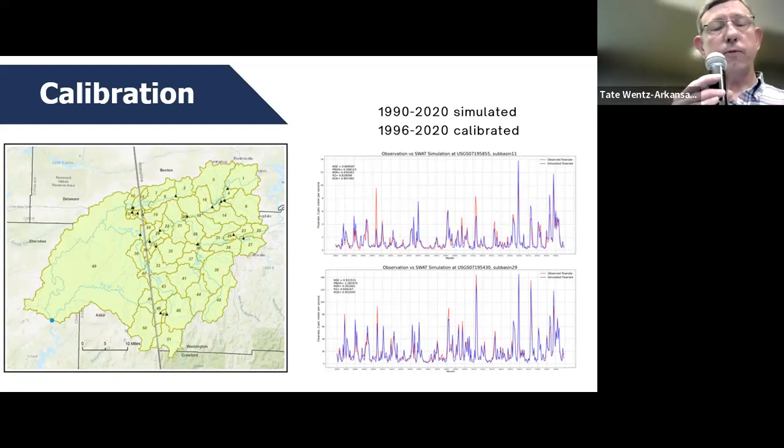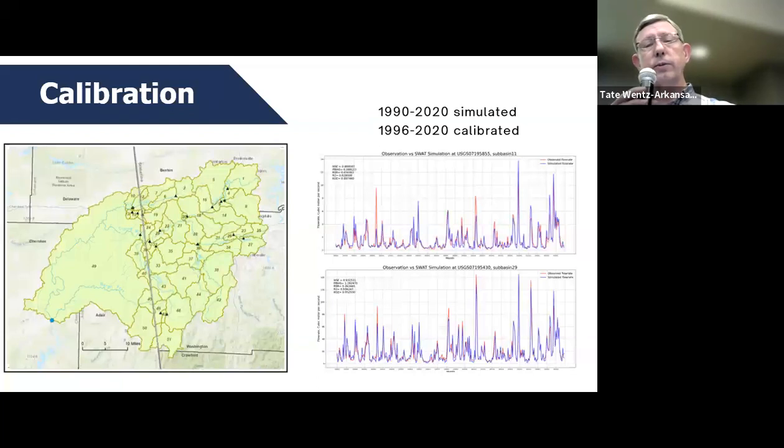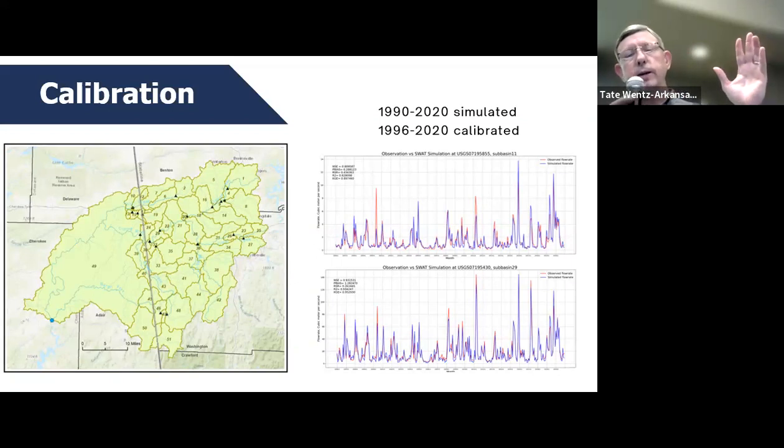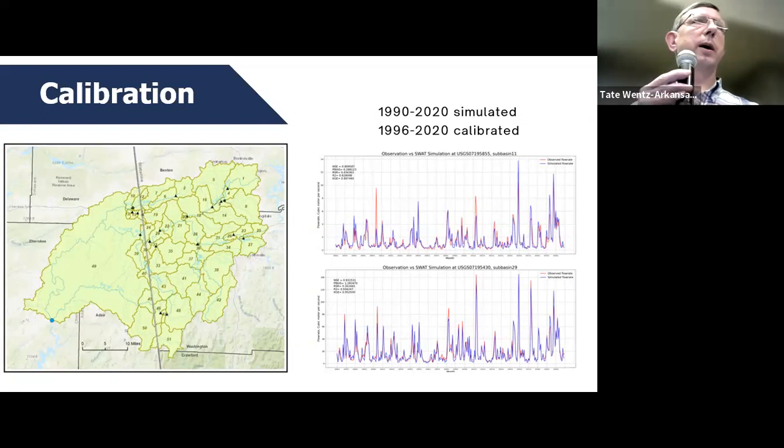We ran the model starting from 1990 all the way through 2020. We consider the first 6 years to be a warm-up period, so that when we're looking at our results, they won't be influenced by guesses we had to make at initial conditions for the model. So we calibrated to conditions from 1996 through 2020.